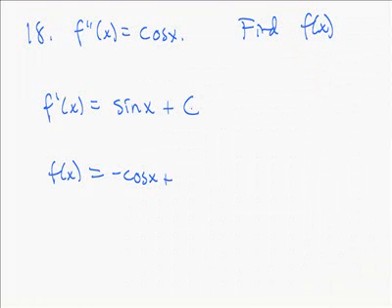Plus, the antiderivative of a constant, as we talked about earlier, is the constant times the variable. So the antiderivative of c is c times x. And now we have to add on another constant. Let's go ahead and just call that d.